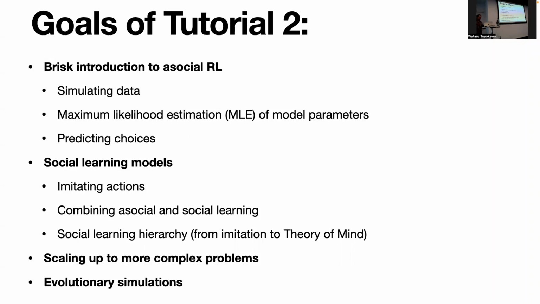Then we're going to transition to social context. We'll provide social learning models that integrate social information by imitating behaviors, that combine asocial and social learning, and also look at a hierarchy of different forms of social learning, including using theory of mind inference. I'm going to show you how this very simple framework can scale up to more complex problems, integrating real-world visual or spatial contexts. We're also going to provide some evolutionary simulations with examples as a way to figure out what types of models are normatively the best in some social learning setting.